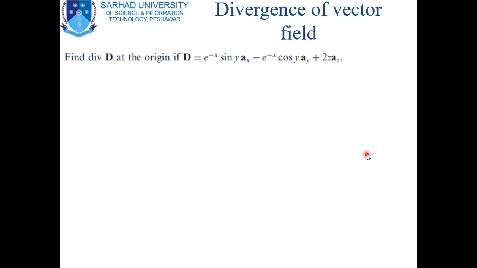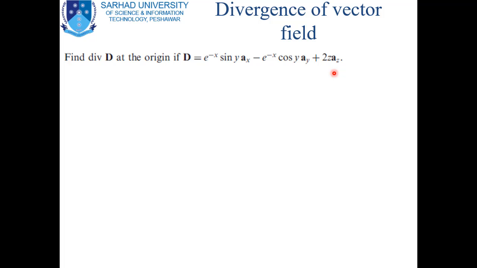Now let's solve some problems on the divergence of a vector field, where we operate del on a vector function with the dot operation. We have to find the divergence of D, if D is a vector function. You will clearly see the unit vectors in the expression of D: ax, ay and az are the base unit vectors in the Cartesian coordinates.